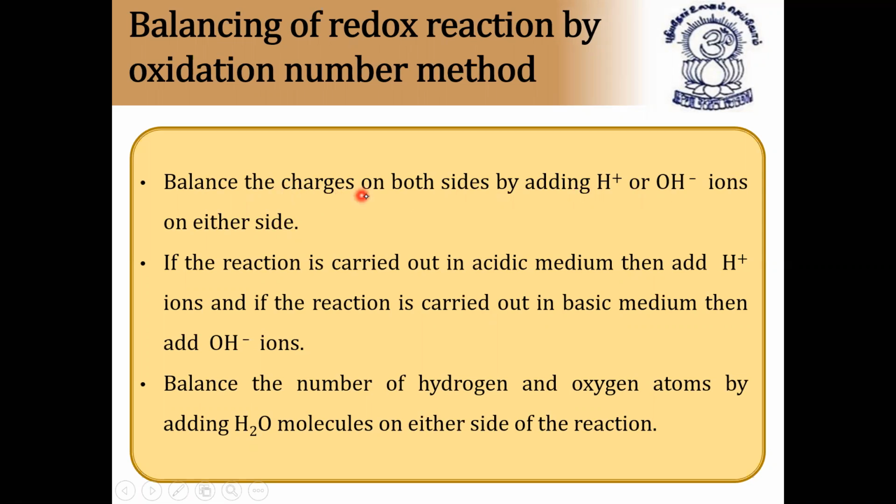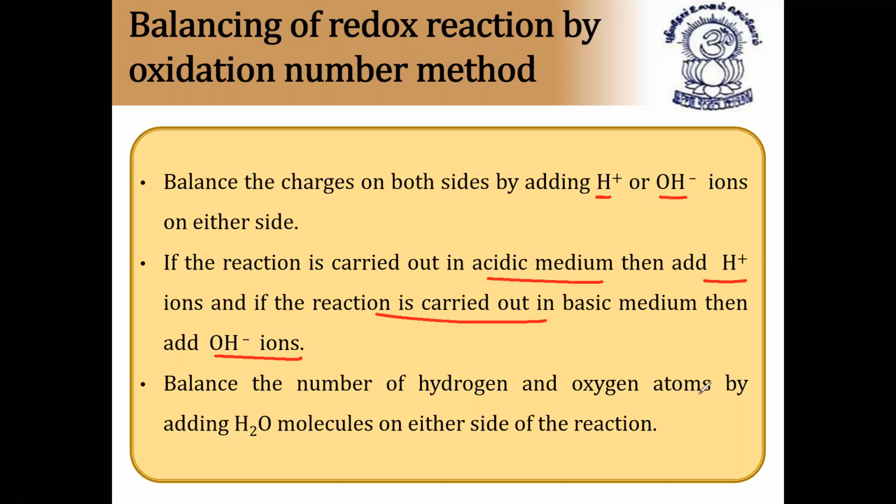So we have to balance the charges on both sides by adding H plus. Very important point here: for acidic medium you have to add H plus, and for basic medium you have to add OH minus ions on either side. If the reaction is carried out in acidic medium, then add H plus ions, and if the reaction is carried out in basic medium, then add OH minus ions.